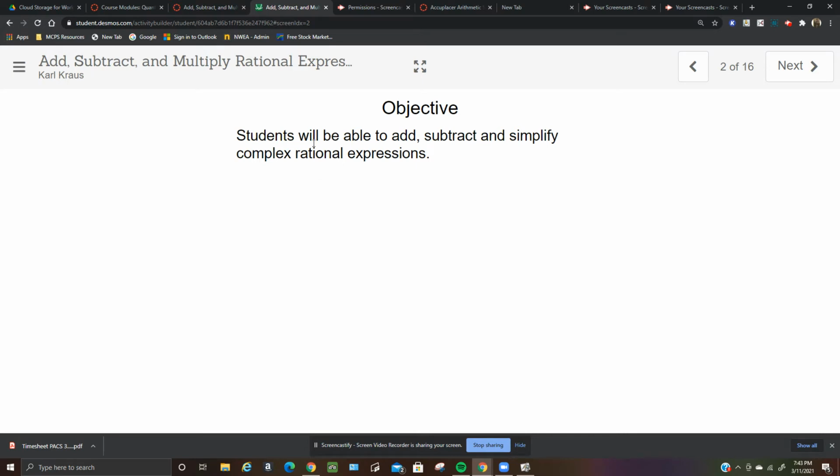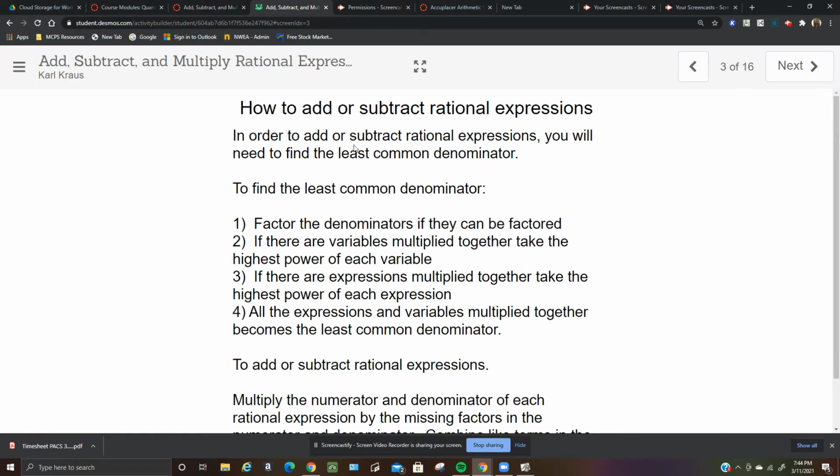All right, so the objective, students will be able to add, subtract, and simplify complex rational expressions. And how do we add or subtract rational expressions? In order to add or subtract rational expressions, you'll need to find the least common denominator. To find the least common denominator, factor the denominators if they can be factored. If there are variables multiplied together, take the highest power of each variable. If there are expressions multiplied together, take the highest power of each expression. All the expressions and variables multiplied together become the least common denominator.